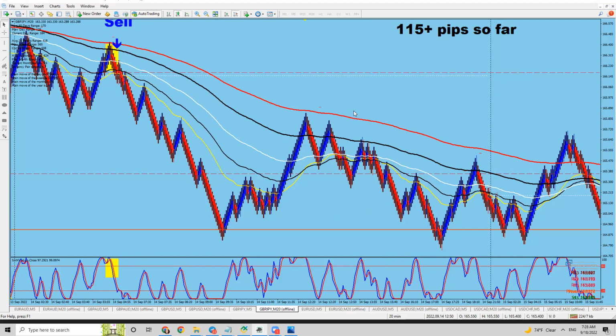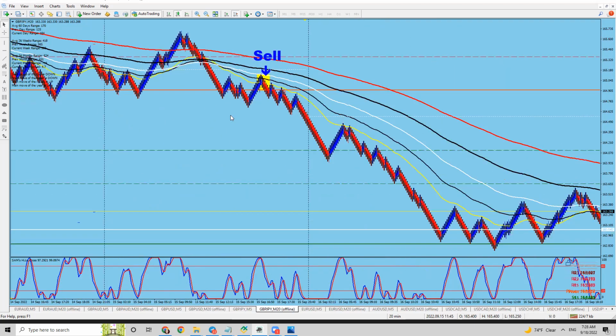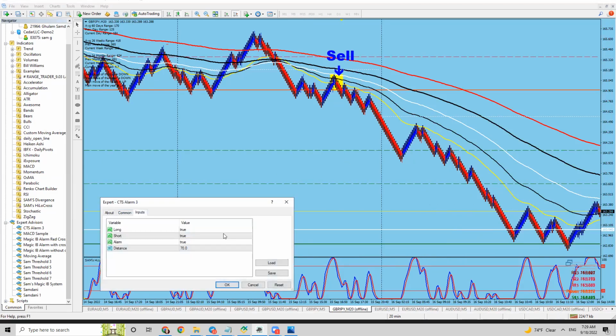The system that I have here has more than 70% positivity, meaning out of 10 trades, 7 will go my way. Like this one, I completely missed because I was testing my new alarm and I increased the distance. Let me show you quickly, see this CTS alarm. When you apply that, it has a distance here. It's 70. So if I had kept it at 70 pip, I would have taken this trade easily. The alarm would beep and I would have taken it.